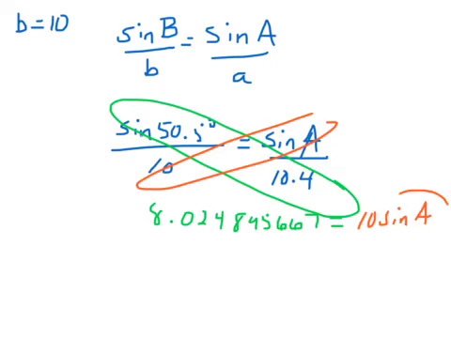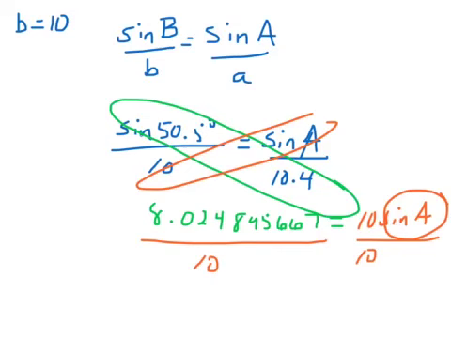So if I want to solve for A, I've got to first get sine A by itself. I'll divide both sides by 10. I'm going to do that in my calculator. I'm just going to leave my long number there and say divide by 10. And now I'm getting, and y'all tell me if you get something different, 0.8024895667. Again, I normally wouldn't write this on my paper. I would just leave it in the calculator.